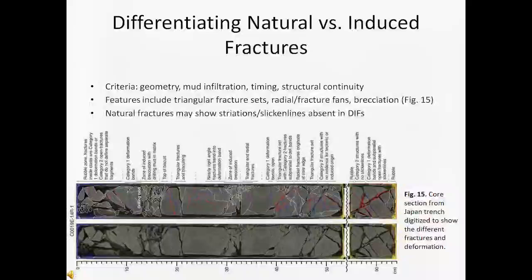One challenge in fracture interpretation is distinguishing DIFs from natural fractures. Figure 15 outlines various criteria. DIFs are typically smooth, lack mineral fillings, and align with SH. In contrast, natural fractures may be offset, irregular, or filled with minerals. The presence of triangular fracture sets or radiating cracks near the core edge also hints at DIFs. Accurate differentiation is crucial for proper geomechanical modeling and reservoir characterization.